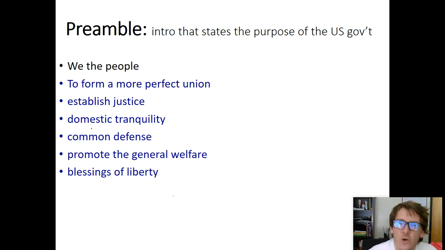That's what our judges do. That's what our mayors do. That's what our city council does. That's what our governors do. That's what our delegates do. That's what our state senators do. That's what every bureaucratic person in our government does.